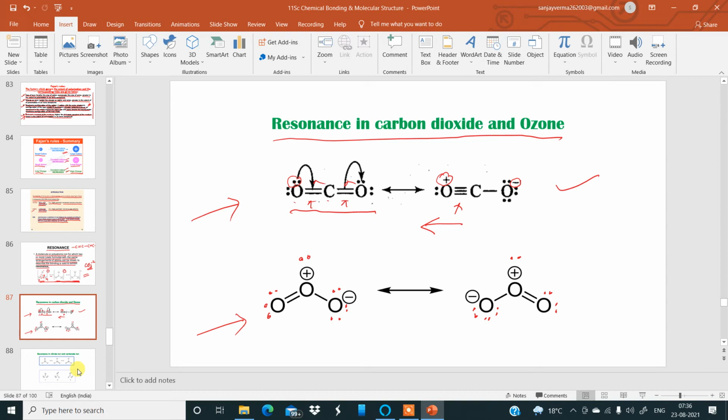If you look at the resonance in the ozone molecule, this pi bond will shift over here and make it a double bond, and at that time this will have a single bond. This will have a double bond. So this movement of pi electrons is what becomes resonance.